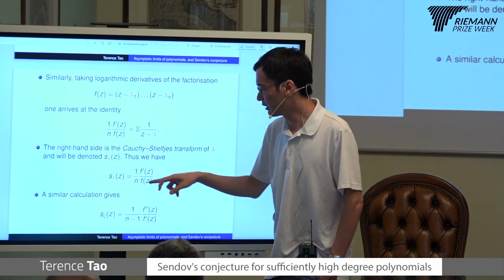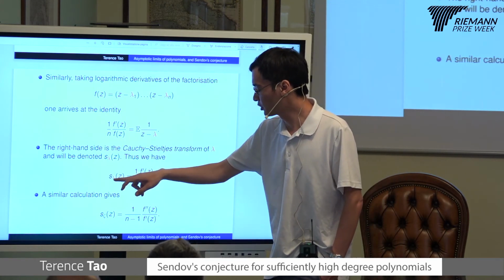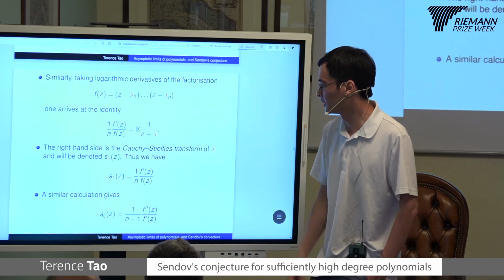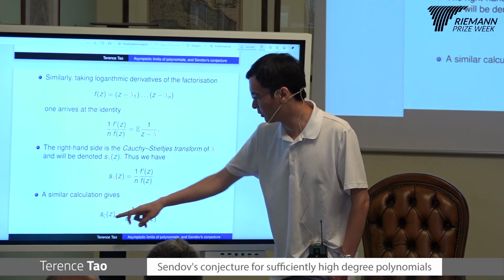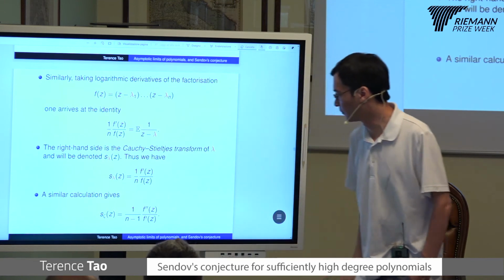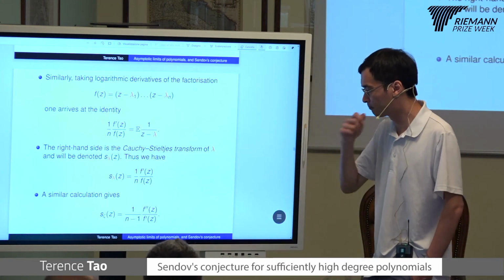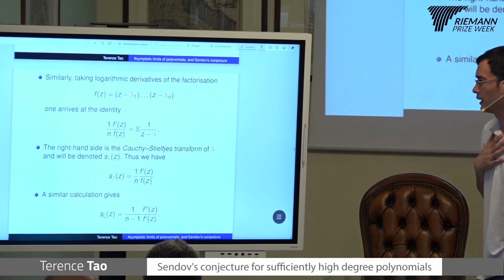So there's another relationship: the Stratos transform of the zeros is this particular formula, and the Stratos transform of the critical points is similarly the log derivative of f prime. Okay, next slide, please.